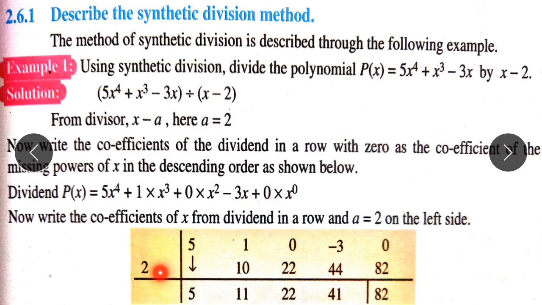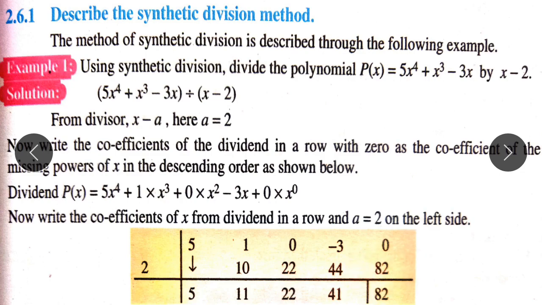Now 11 will be multiplied with 2. So 11 2s are 22. 22 is written here. 22 plus 0 will result in 22. Now again 22 should be multiplied with 2. So 22 into 2 will result in 44. Plus minus is minus, 44 minus 3 will be 41. Now 41 should be multiplied with 2. So it will result in 82. 82 plus 0 is 82.